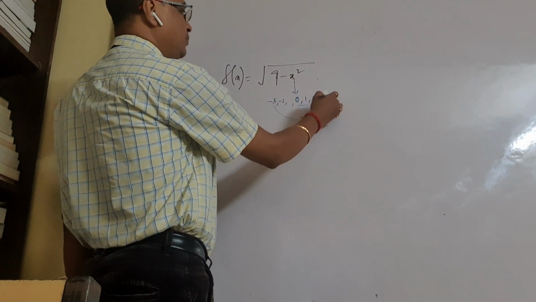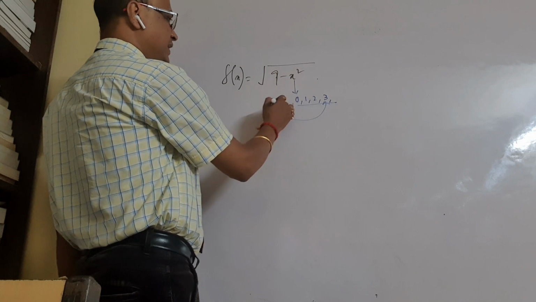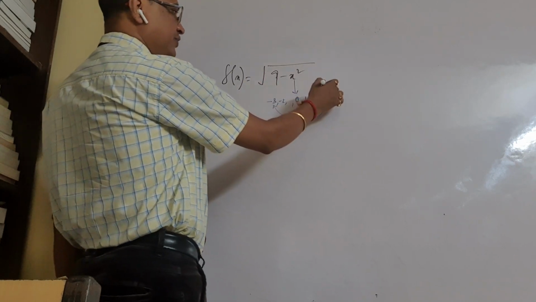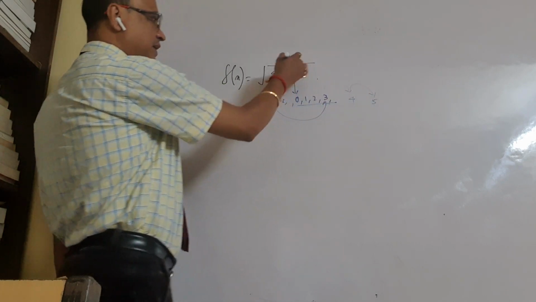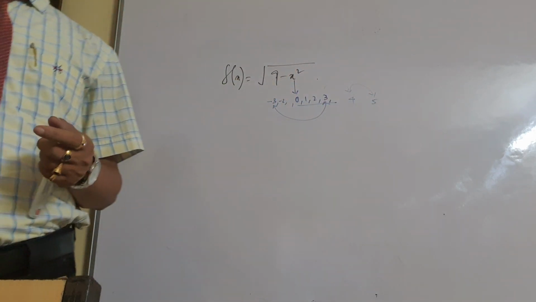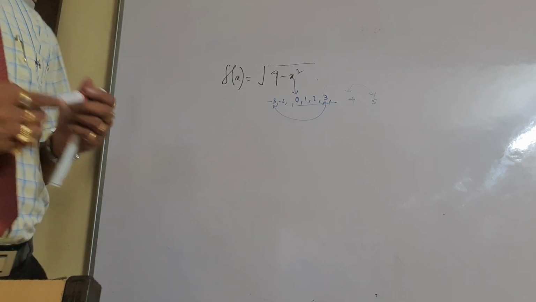So from minus 3 to plus 3 we can take, because from minus 3 to plus 3 it is defined. But if you cross 3, if you are coming to 4 or a higher number like 5, then this part will become more and ultimately it will become negative, and so it cannot be defined.